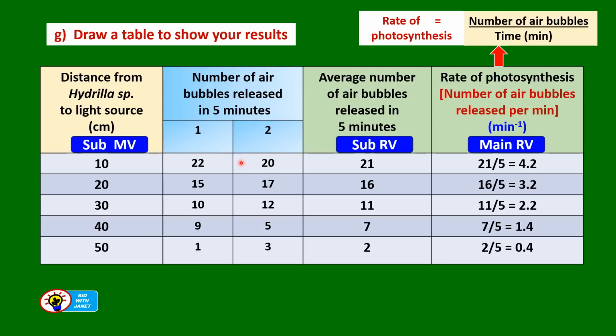There are 2 readings, right? So write down both readings. And then average number of air bubbles released in 5 minutes will be 22 plus 20 divided by 2, it will be 21. Okay. So all these are the average readings.